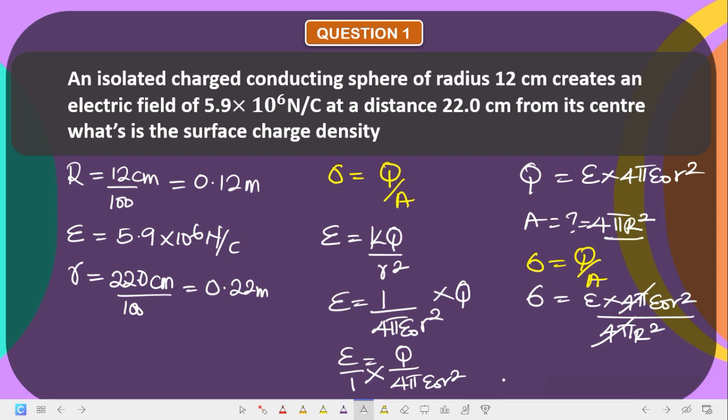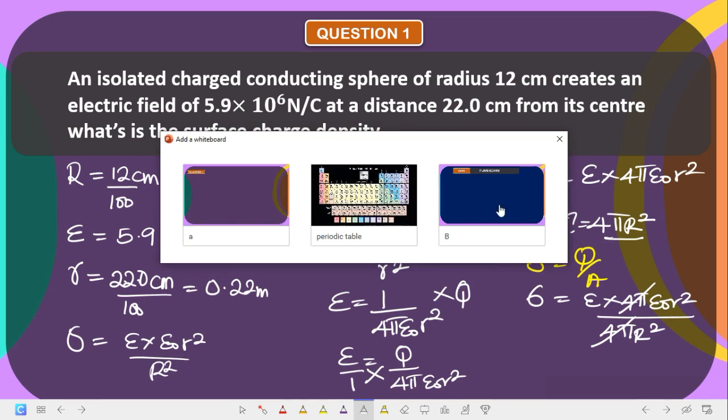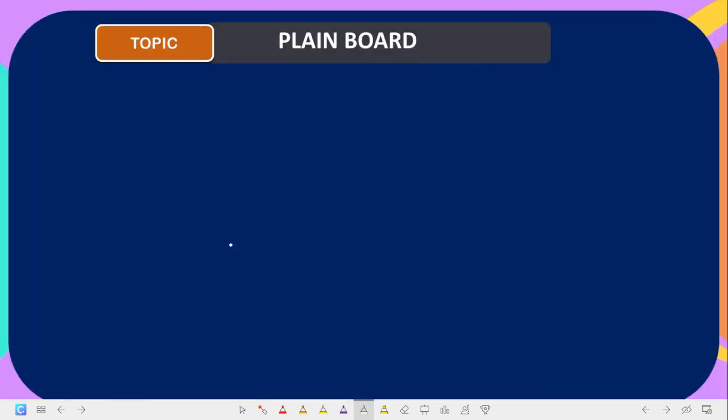So what are we left with here? You agree with me that what we are left with is our surface charge density, which is E times E0 r squared all over big R squared. So let me take this to a new slide and show what we are going to have. It's going to give us something like this.